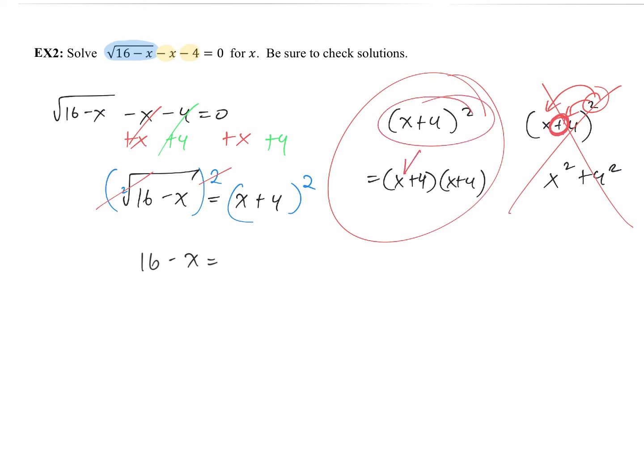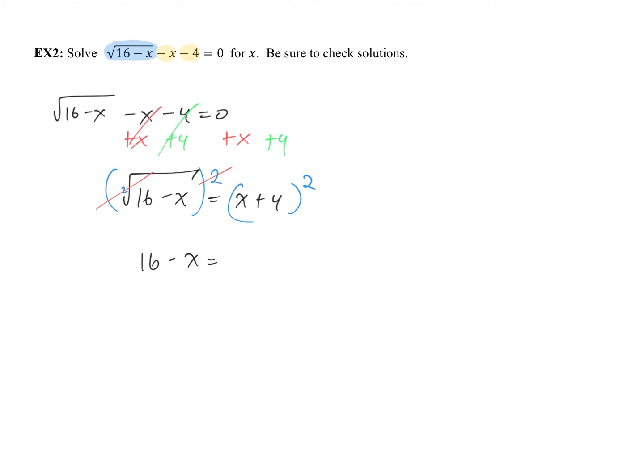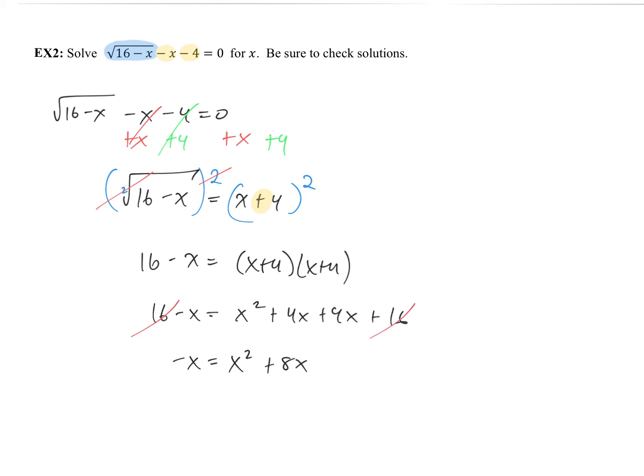So we have to write out the 2 binomials, okay? So please be careful when you see that. It may be tempting to distribute the 2, but you can't because there's addition going on. If there's multiplication, we could. Or division. So that's x plus 4 times x plus 4. So 16 minus x equals x squared plus 4x plus 4x plus 16. We had to do FOIL. The 16s will cancel each other out. We have negative x equals x squared plus 8x.